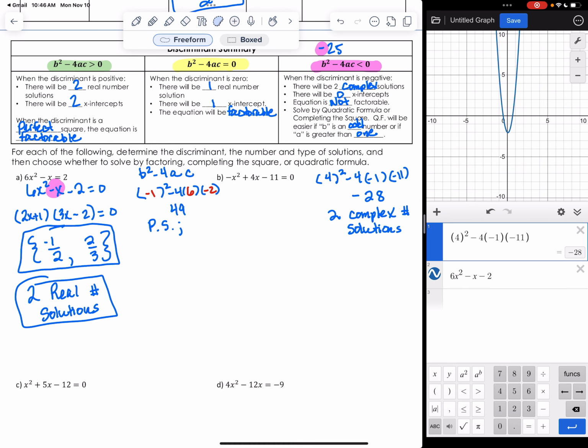Now, to solve by completing the square, I don't want the value of a to be negative 1, so I'm going to multiply everything in here by negative 1. So that would become positive x squared minus 4x plus 11 equals 0. Now it'll be easier to solve by completing the square. So for completing the square, I want to move that 11 to the other side.